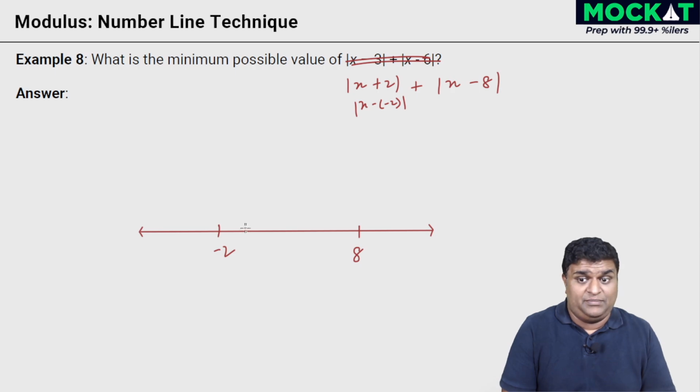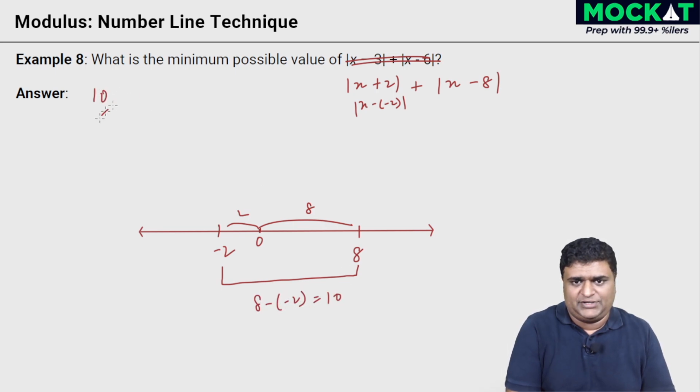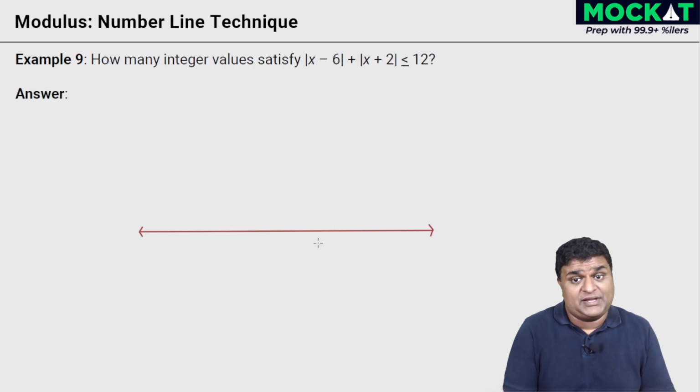And when does this get minimized? When you find your x value anywhere between minus 2 and 8. Anywhere. Let's say 0 over here. 2 plus 8, which is 10. Or simply the distance between minus 2 and plus 8. What's the distance between minus 2 and plus 8? 8 minus of minus 2, which comes to a plus 10. So 10 would be the answer here. Now let's up it further.